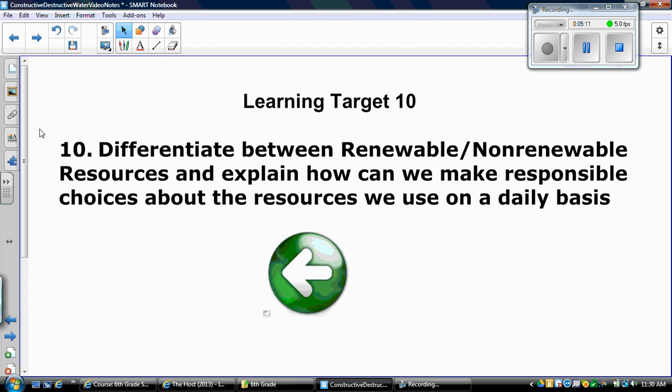Okay, and then what we're going to be doing is you guys are going to do a lot of activities and researching what are some advantages and disadvantages to both renewable and non-renewable resources, and you're going to be doing a small project on how we could make people aware of those advantages and disadvantages.